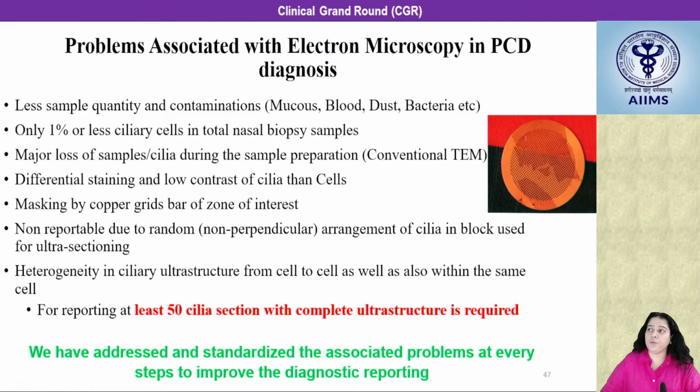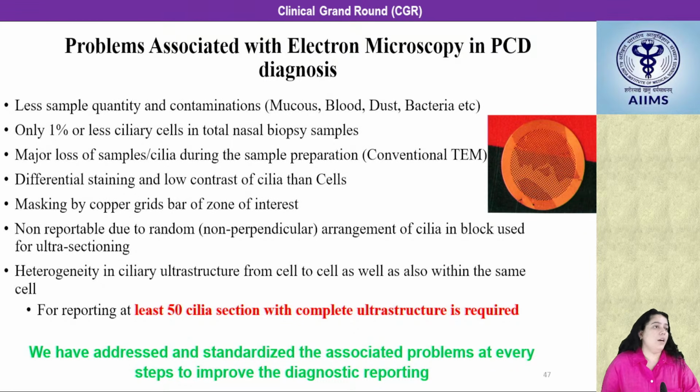Non-reportability due to random arrangement of cilia in the blocks used for ultra sectioning. For reportability through TEM, at least we need 50 ciliary sections with complete ultrastructure, because there is heterogeneity in ciliary ultrastructures from cell to cell as well as within the cells. During this standardization, we have addressed each and every problem to improve the diagnosis reporting.